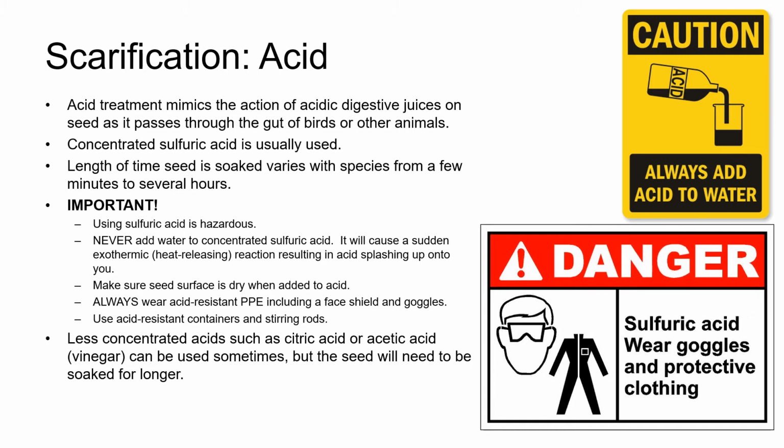Always make sure the seed surface is completely dry when you add seed to acid. Always wear acid-resistant PPE, that's personal protective equipment, including acid-resistant face shield and goggles. Use acid-resistant containers and stirring rods. A safer option is to use less concentrated acids such as citric acid or acetic acid, which is vinegar. But you'll need to soak the seed for longer if you use either of these two acids.